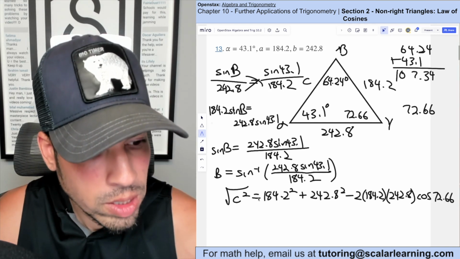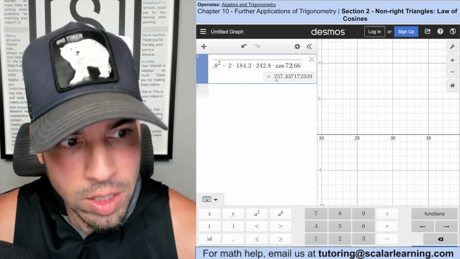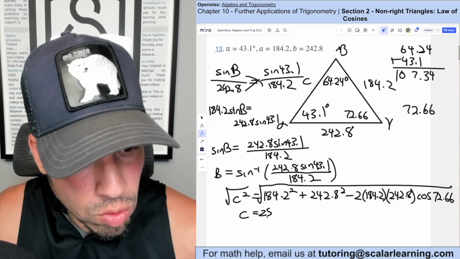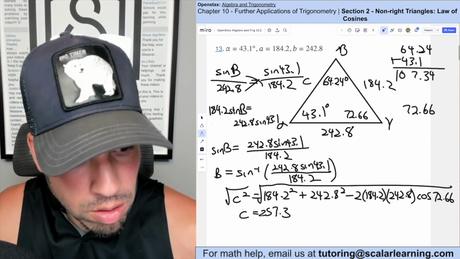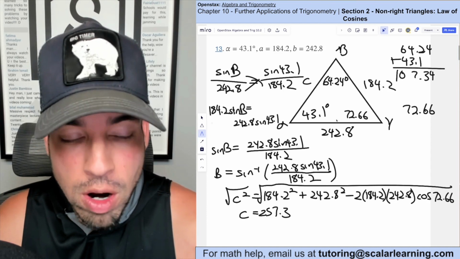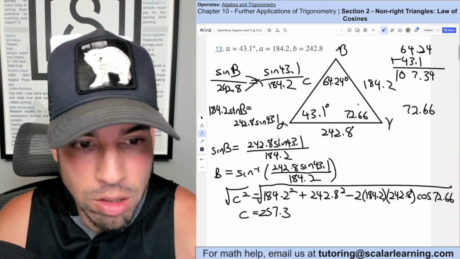Then to solve for C, we take the square root of both sides. Let's plug that into Desmos. And we get 257.3. So C is 257.3. Now this was side-side-angle, which means there is a chance that there could be two triangles, a second triangle. And we need to still test for that just in case there's another potential C value.